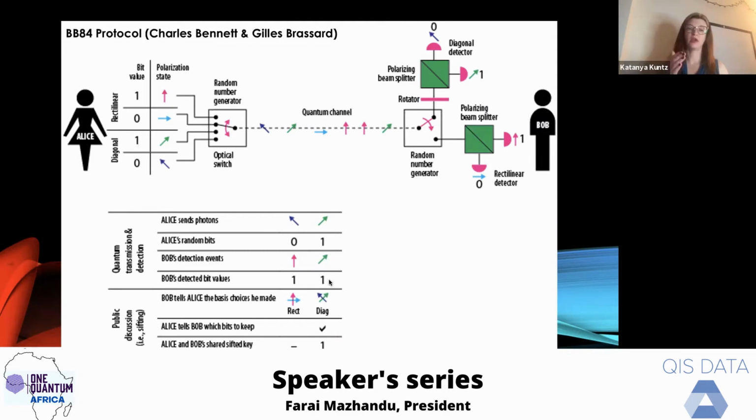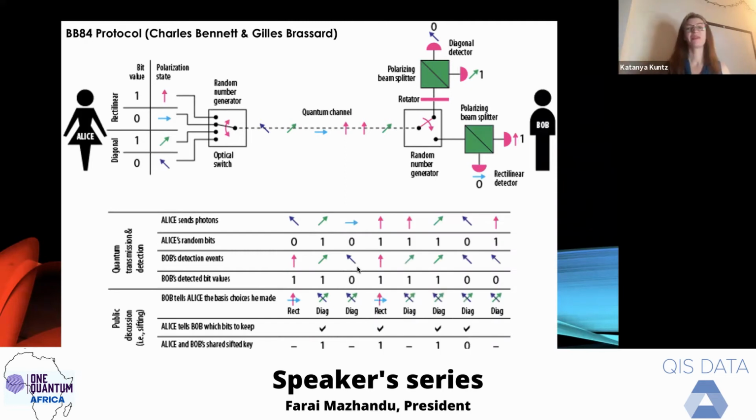So if that happens and there's no loss, then it should measure the correct photon, and so you keep that bit. So now we have one for our bit, and then you do it again. You keep going, and every time the bases match, you keep the bit. Every time the bases don't match, you throw it out.